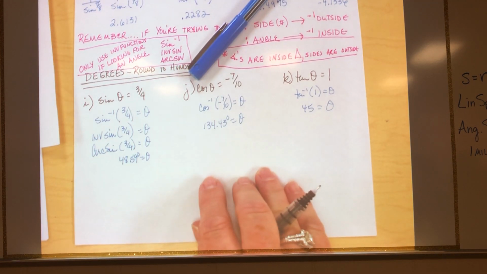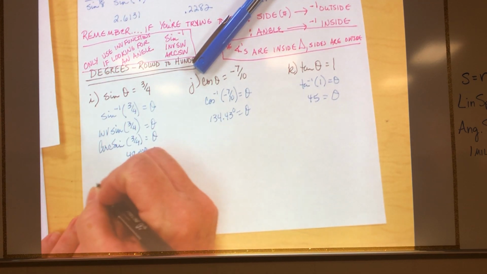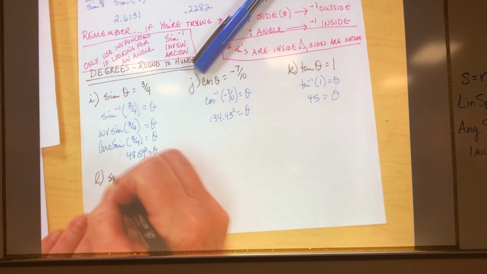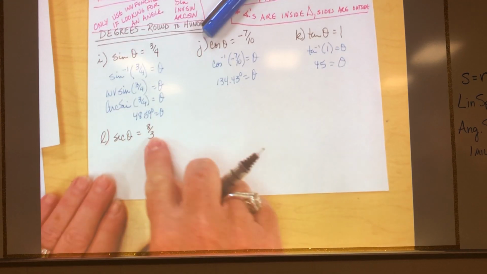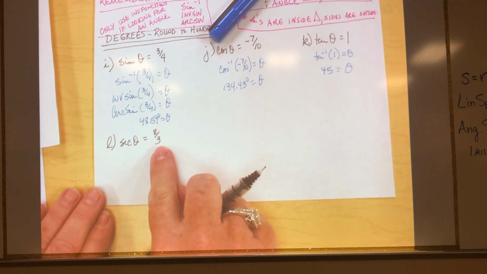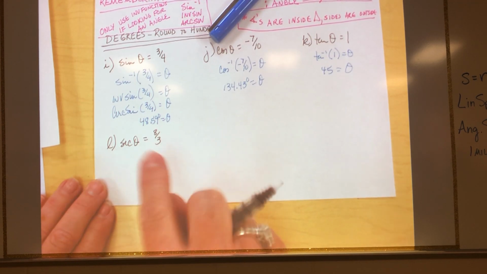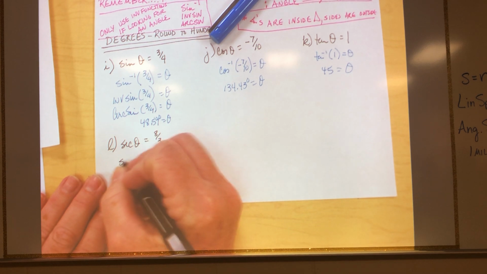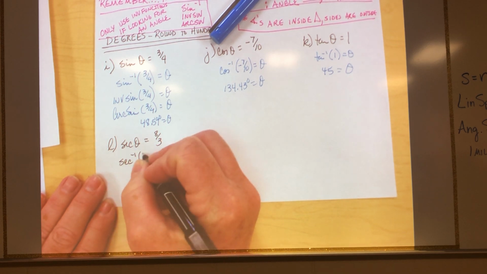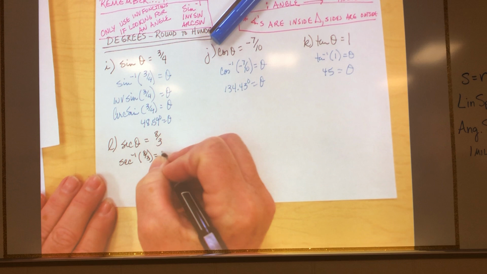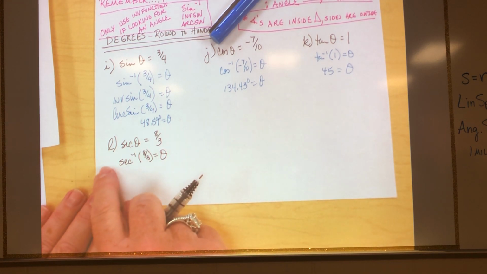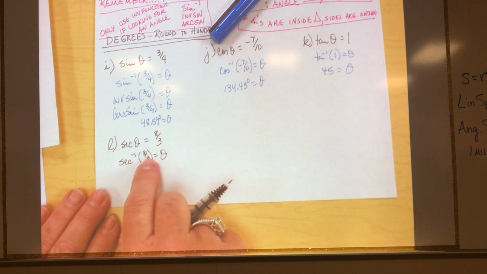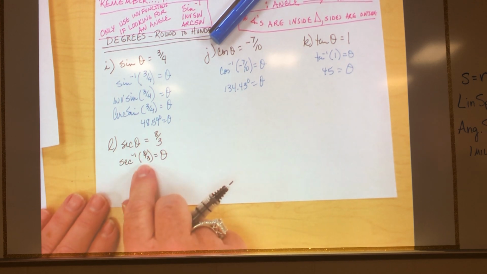So I'm gonna do one, and then I'll give you two. The first one that I'm gonna work with you is secant theta is equal to 8/3. Now, I could write it like that, or it could be written like this: inverse secant of 8/3 is equal to theta. Either one of those, okay? Or it could say arc secant of 8/3 or inverse secant of 8/3. All those are the same thing, all right?